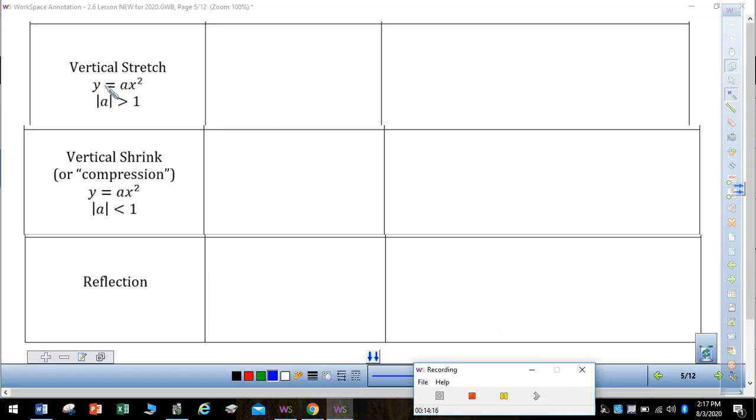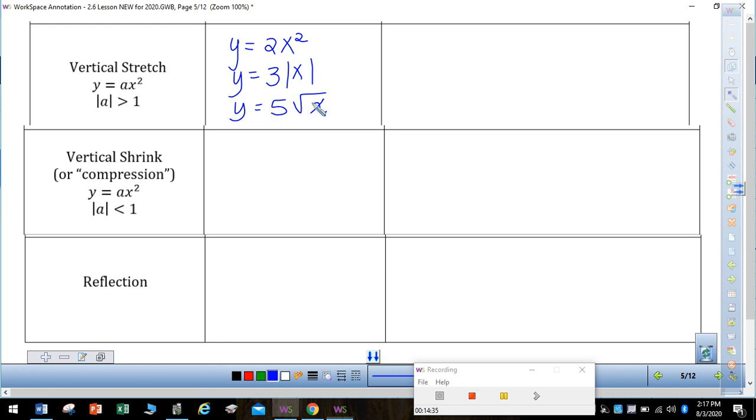The way that this is written out here is using A instead of C. So we're just assuming that A is a real number that's multiplied out in front of our function, and if the absolute value of A is greater than 1, that's when it's going to be a vertical stretch. So a few actual examples could be something like y equals 2x squared, or if it's an absolute value, it might be something like 3 times the absolute value of x, or if it's square root, it might be something like 5 times the square root of x.